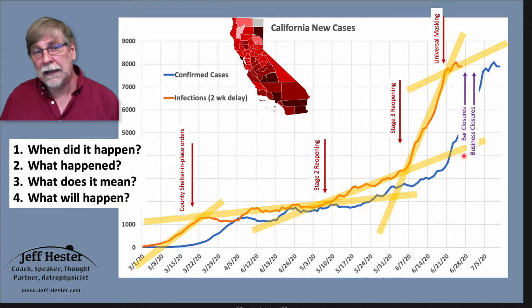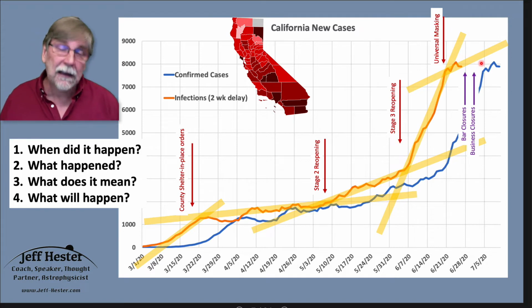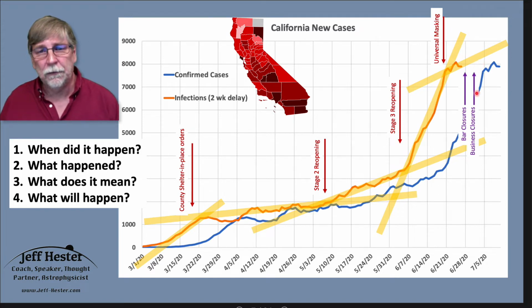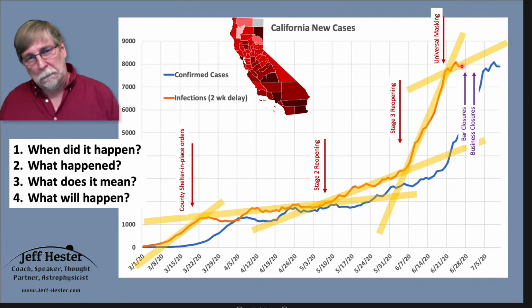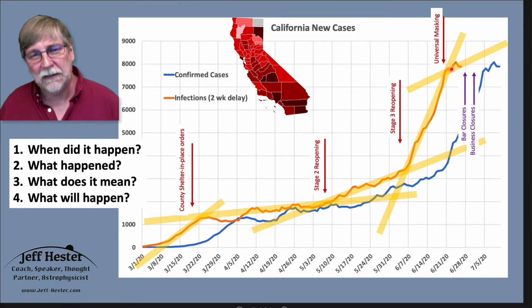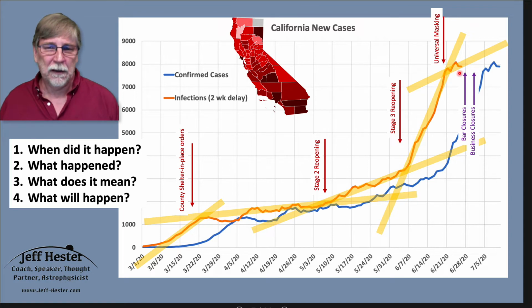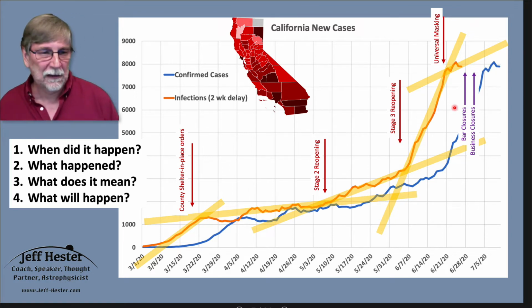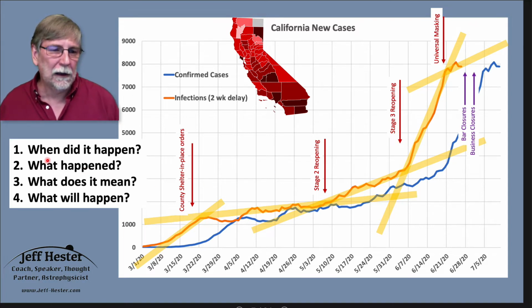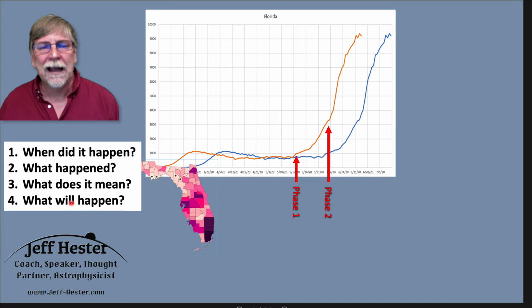And I will say again, there have been some things in California, bar closures. There were some business closures in here. I think just today, there were a few more restrictions put in place. Presumably those are being informed by this, but also testing data. Boy, it'd be nice if we had better testing data. You get the idea. Anyway, when did it happen? What happened? What does it mean? What will happen?